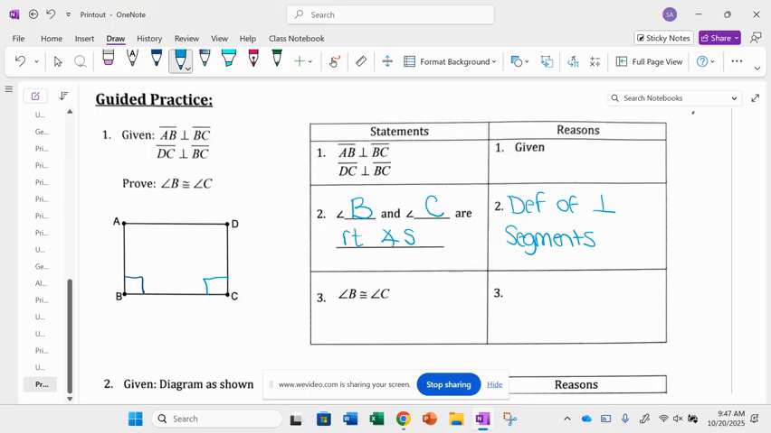So our reason is always telling the reader what led me to make this conclusion. What was it that led me to make this conclusion? Well, I know the definition of perpendicular, and that made me say that they were right angles.